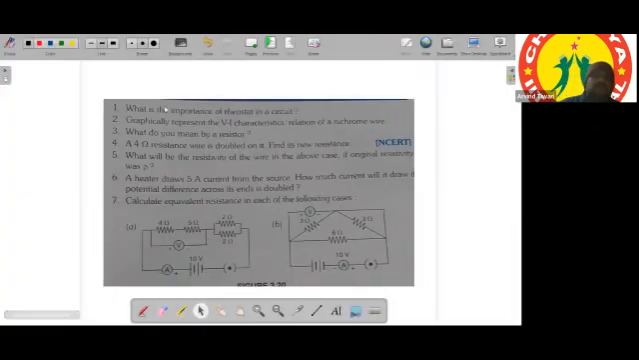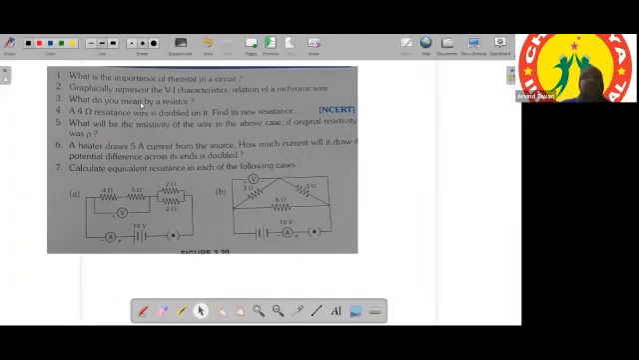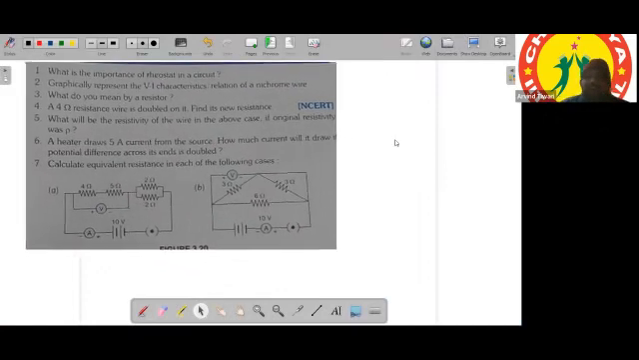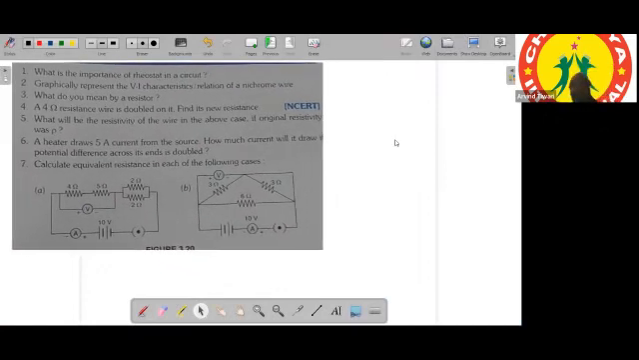What is the importance of rheostat in a circuit? So what role does the rheostat perform? Srirasya, what role does the rheostat perform? Yeah, Kesuva Charvik. What role does a rheostat perform in a circuit?